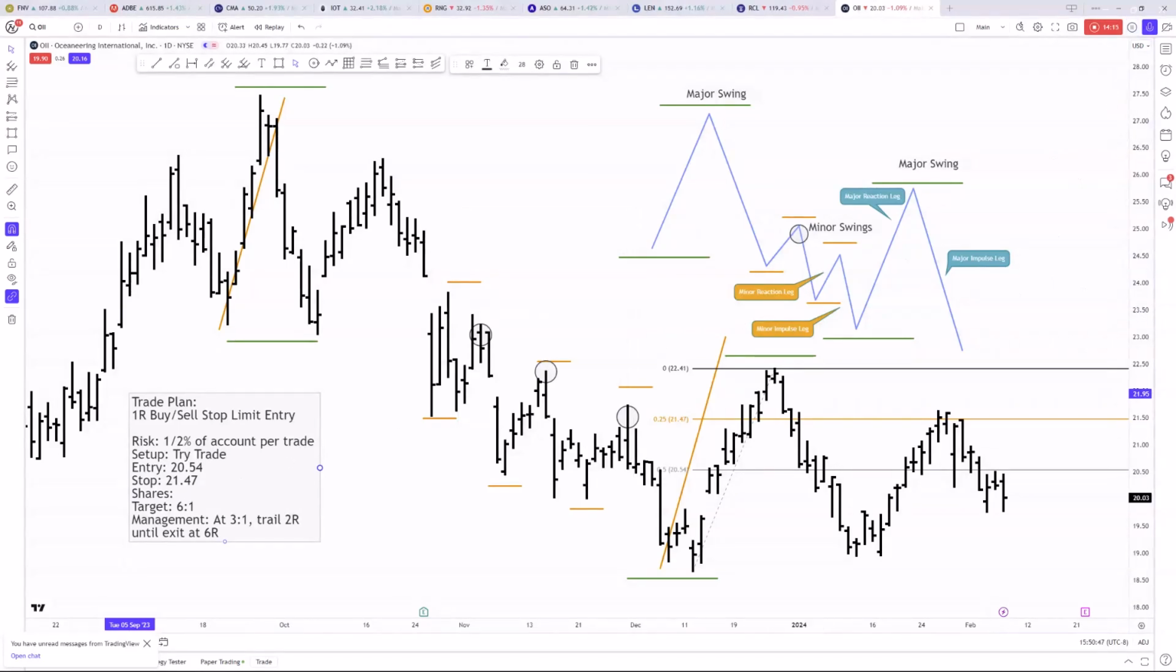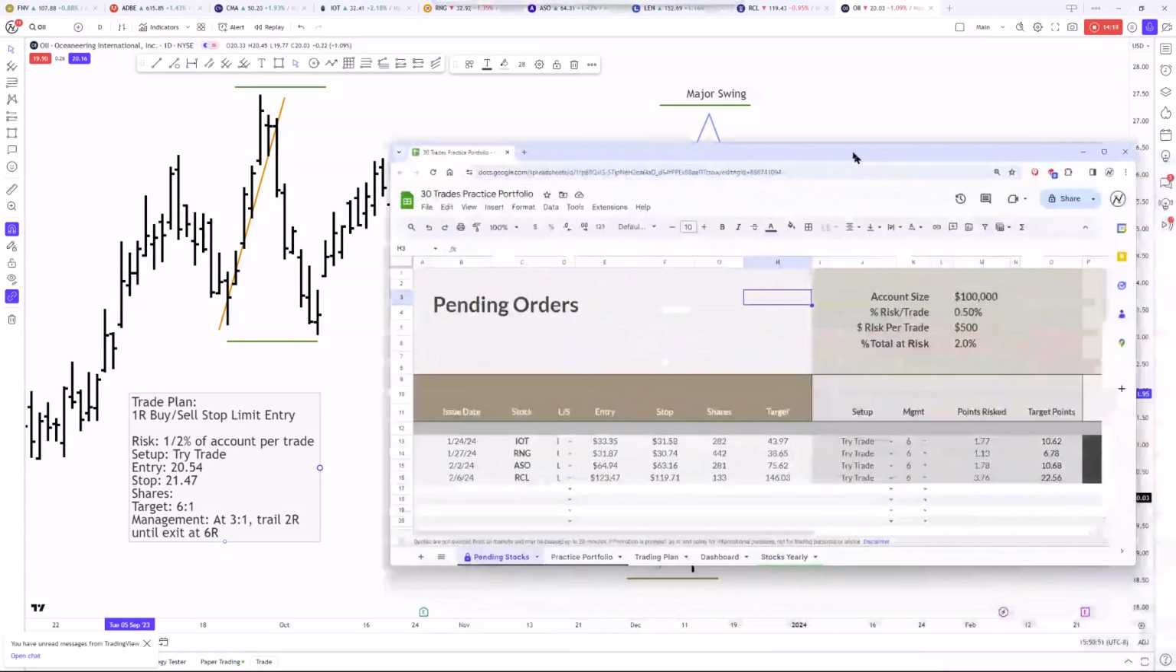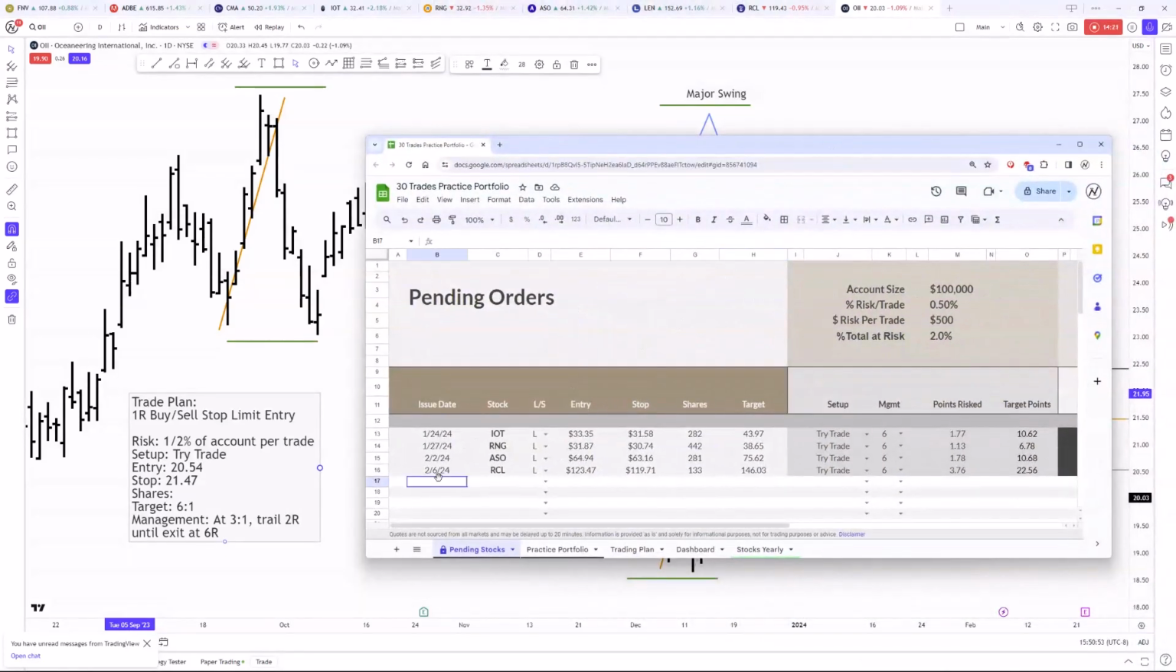And part of my routine is just entering it into my spreadsheet. And that'll also give me the shares. And these are our open orders. And this is part of the documentation, part of the trading plan. So this is going to be OII. I don't know what happened to my fonts.